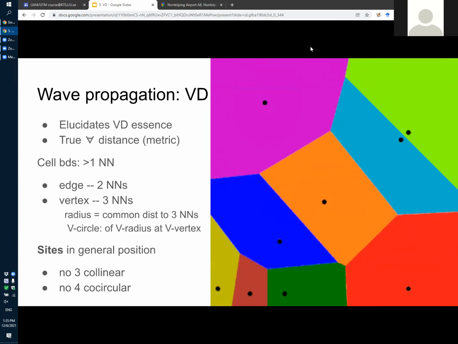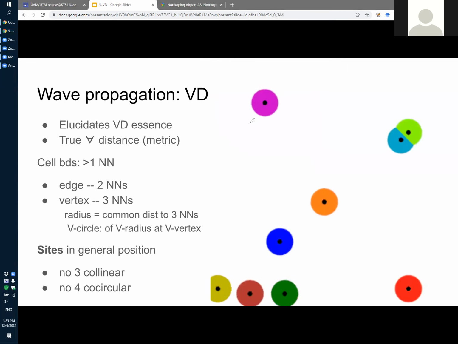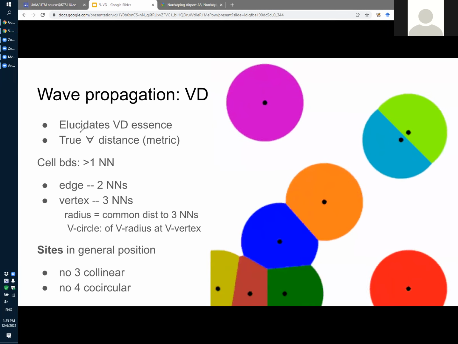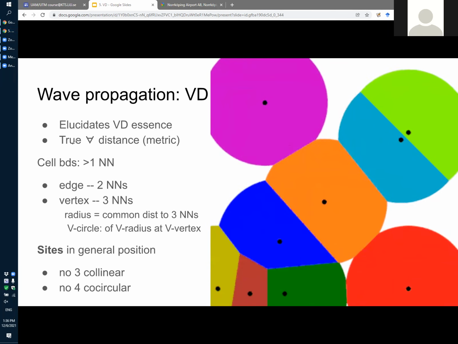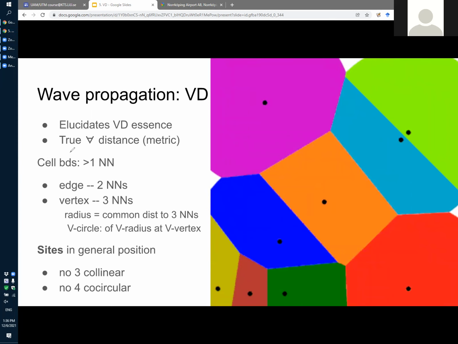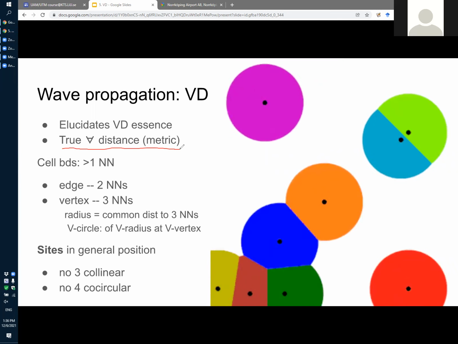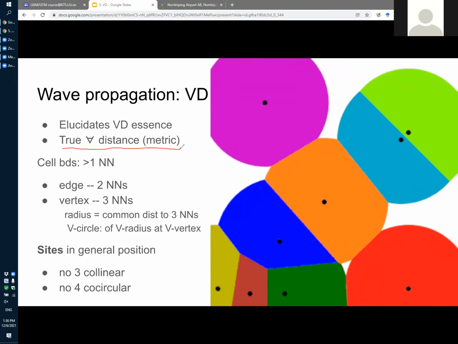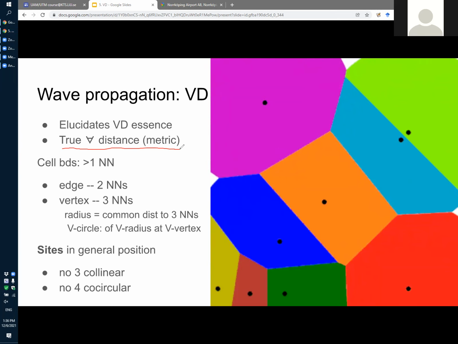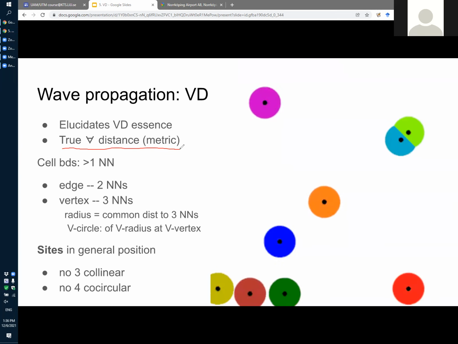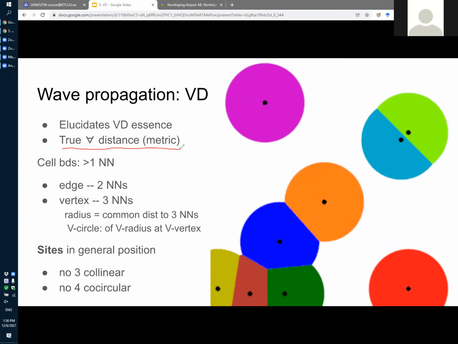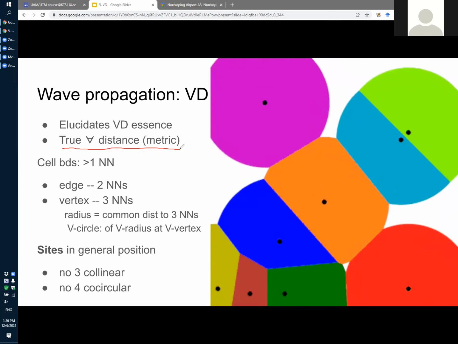Here the animation is done for the Euclidean distance. So the waves, when they propagate, form circles before they collide. But this is true for any other metric. You can do a similar wave propagation in the network metric, the travel time metric induced by a set of roads, and then we also saw it with a metric induced by shortest paths in polygonal domains, and so on.